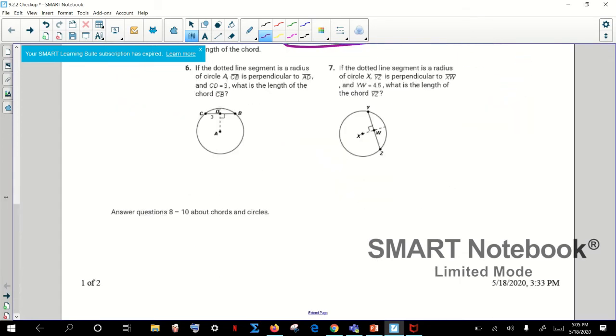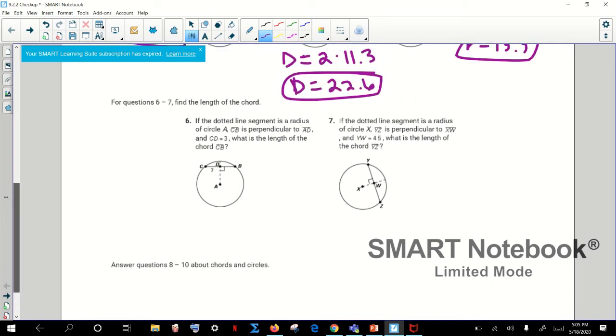Alright, next we're talking about chords that are equidistant from the center. Alright, so let's see. If the dotted line segment is a radius of circle A, CB is perpendicular to AD, and CD equals 3, then what is the length of the chord CB? So since we have that perpendicular radius, we know that AD is the perpendicular bisector of that chord. What that means is it's cut in half. So if this side is 3, that side is 3. So the whole length of CB is 3 plus 3, which is 6.